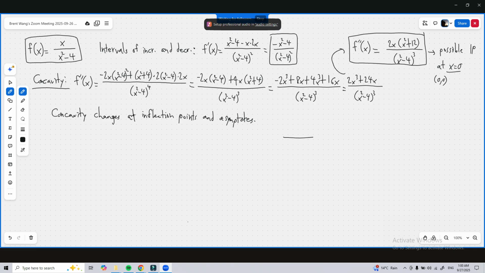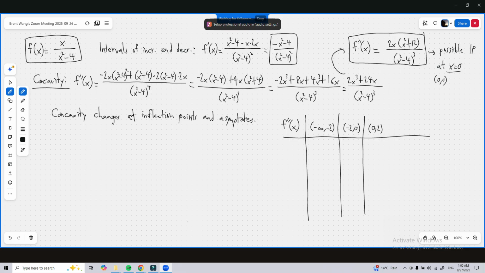So it's not immediately obvious to see when the second derivative is positive or negative. So what I'm going to do is make a chart that looks like this. Negative infinity, we're considering asymptotes and inflection points. You're going to quickly see why I'm doing this.